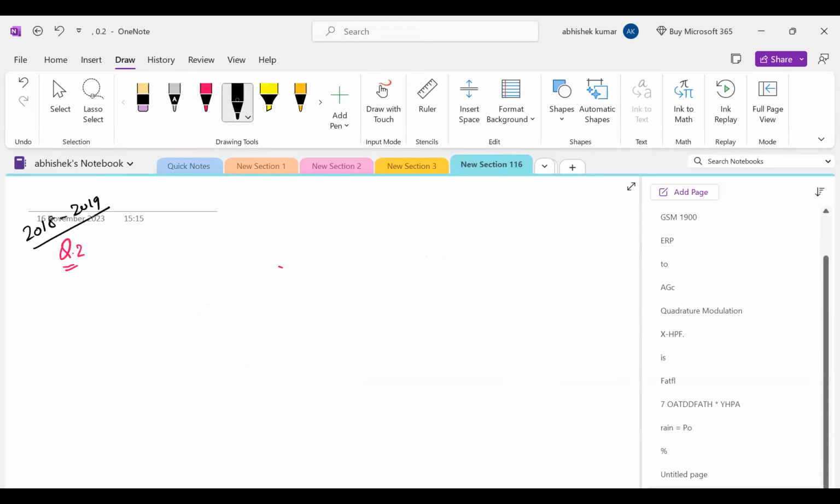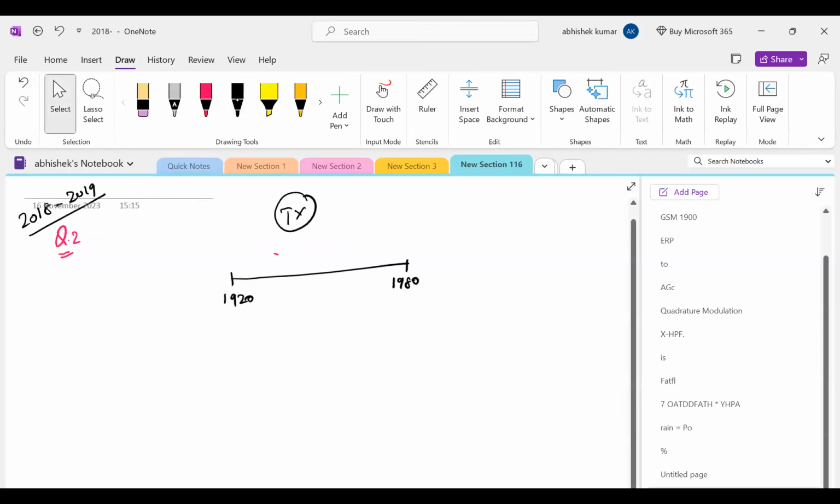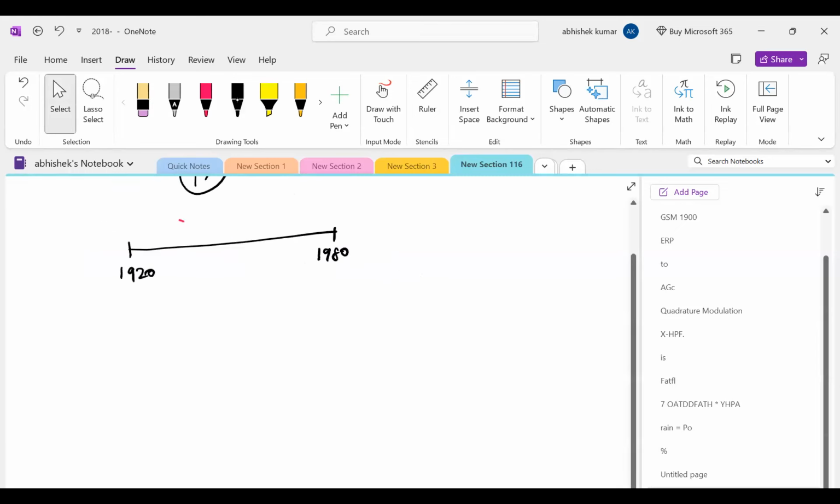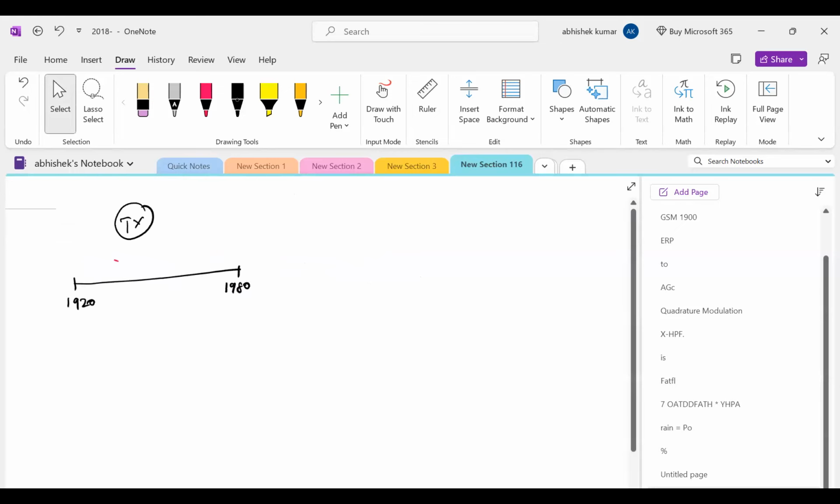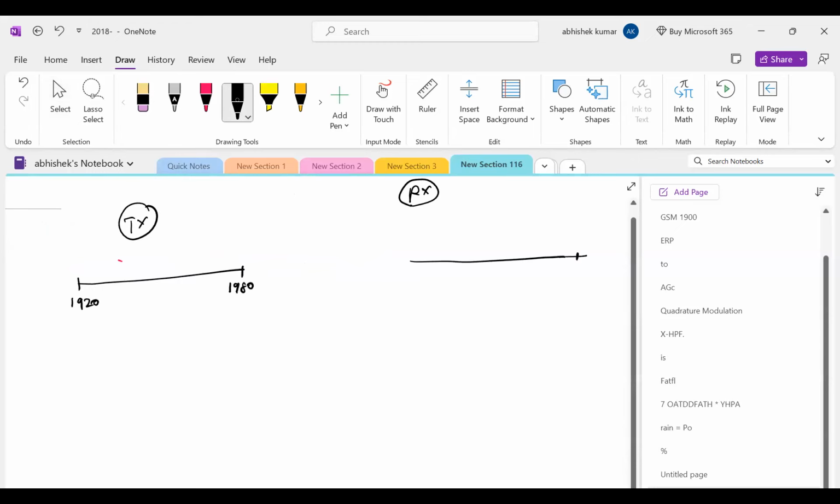Now read the question with me. A radio transmitter is being designed using frequency division multiplex, transmitting at a frequency in the range from 1920 to 1980 megahertz, while receiving a frequency 190 megahertz higher than the transmit frequency using the same antenna. This is your transmit frequency. And they are receiving at 190 megahertz higher than the transmitting frequency, right?